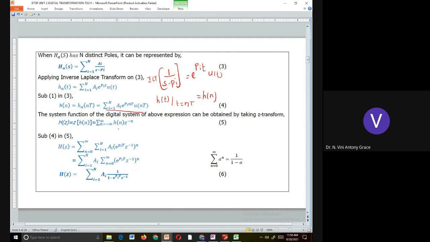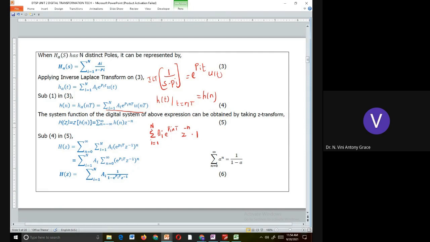And I'm substituting h of n. H of n is the summation, the entire thing: summation i equals 1 to N, a i e power p i nT. What we can do? Summation i equals 1 to N, a i e power p i nT z power minus n into 1, because u of nT is 1 in this interval. From 0 to infinity, u of nT is 1. So this is what we will get.